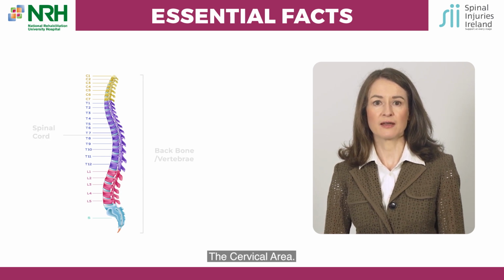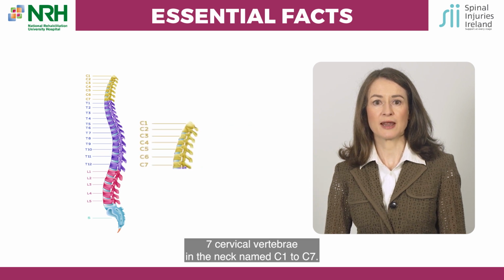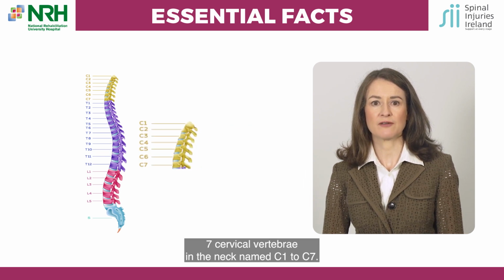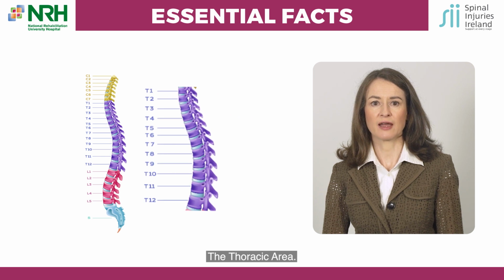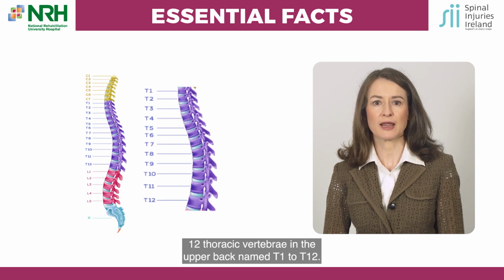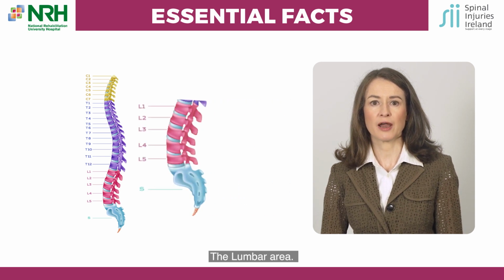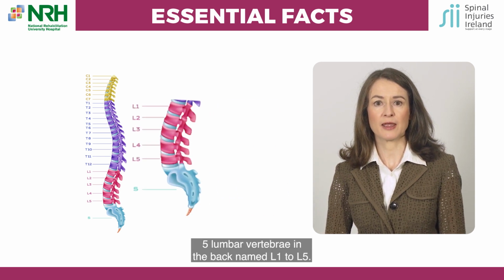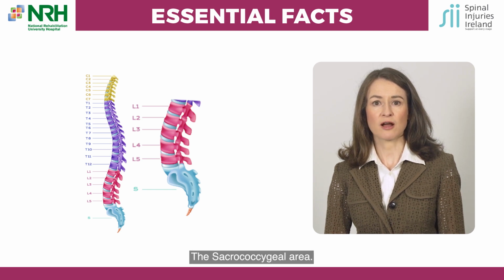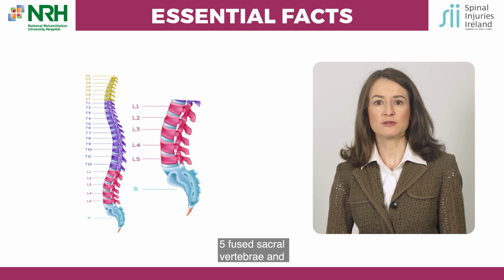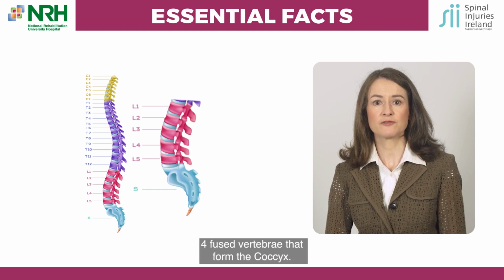The cervical area. 7 cervical vertebrae in the neck named C1 to C7. The thoracic area. 12 thoracic vertebrae in the upper back named T1 to T12. The lumbar area. 5 lumbar vertebrae in the back named L1 to L5. The sacrococcygeal area. 5 fused sacral vertebrae and 4 fused vertebrae that form the coccyx.